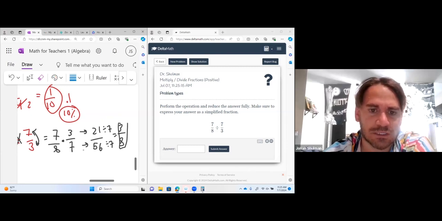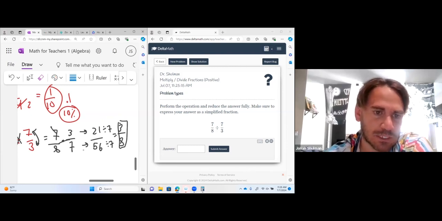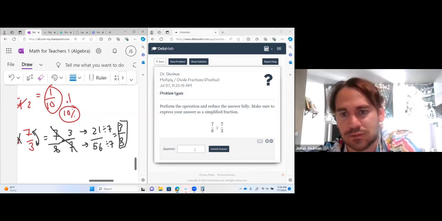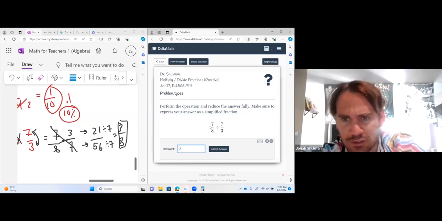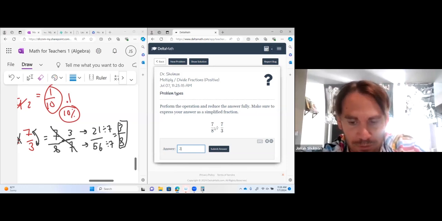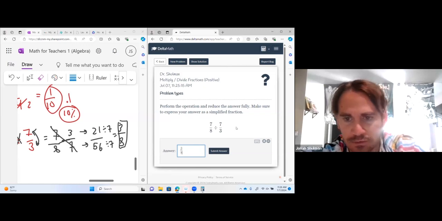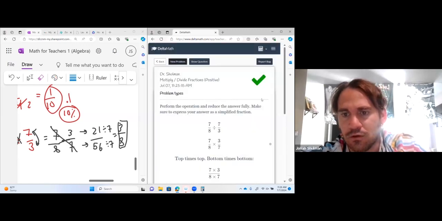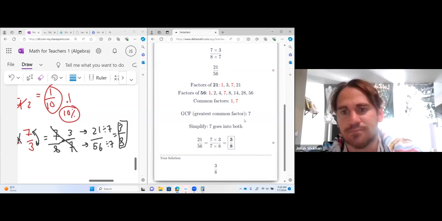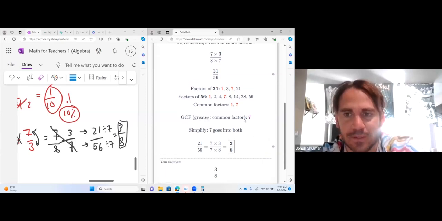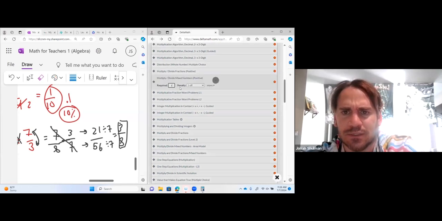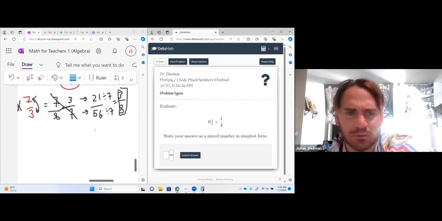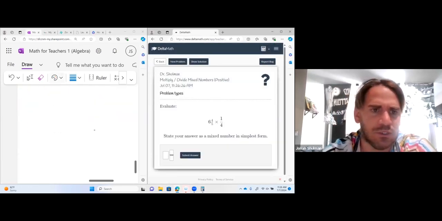What's a faster way to see this? Once you flip it, top and bottoms can cancel. 3/8. So whenever you are working with fractions and you want to divide, you multiply by the reciprocal. 3/8 is the answer. We got it. Ta-da. They showed the same steps. All right, now we get some mixed numbers. Multiplying and dividing.